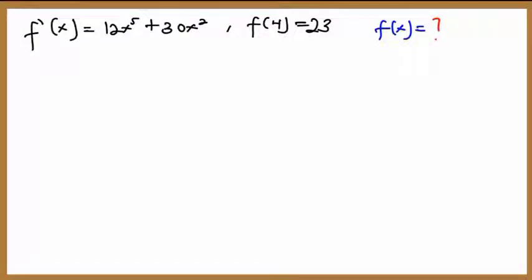Differential of 12x to the power 5 plus 30x to the power 2, where f of 4 equals 23, and we have to find f of x as a function.